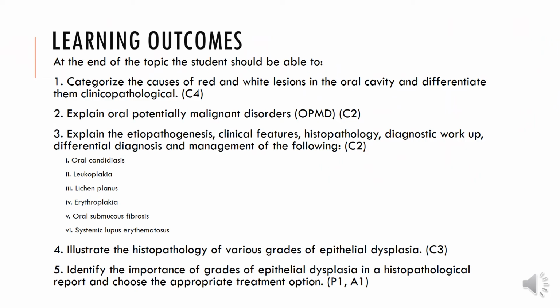In the previous few classes, we had learned the categorization of red and white lesions. We also discussed potentially malignant disorders, and we looked at some of these in detail, along with the histopathology of epithelial dysplasia and grading of epithelial dysplasia, and also how it is important to choose the appropriate treatment options.